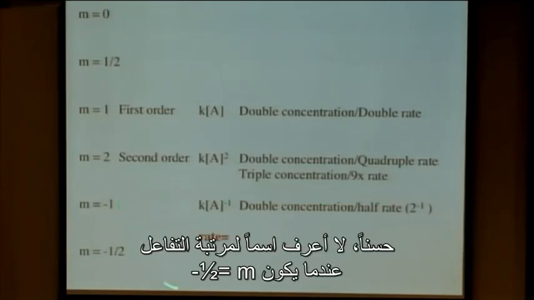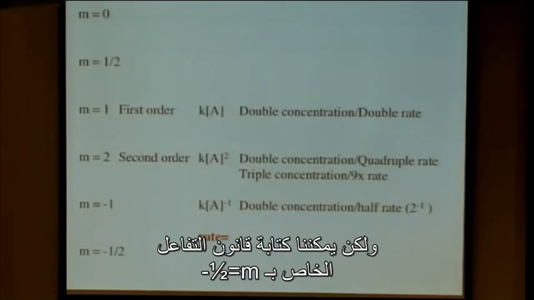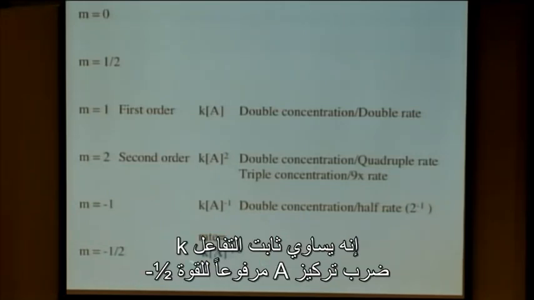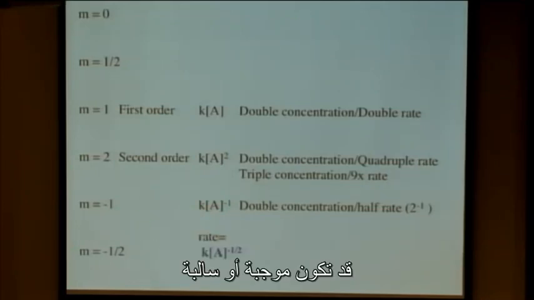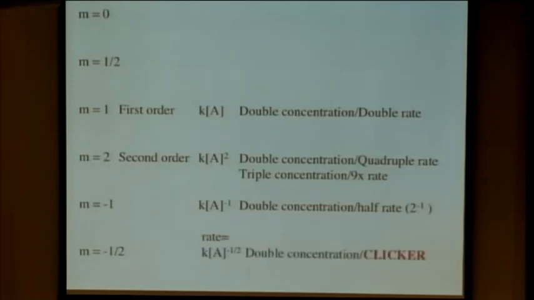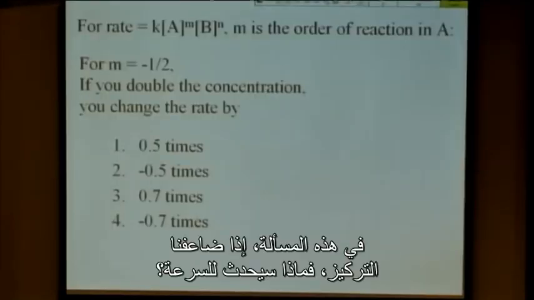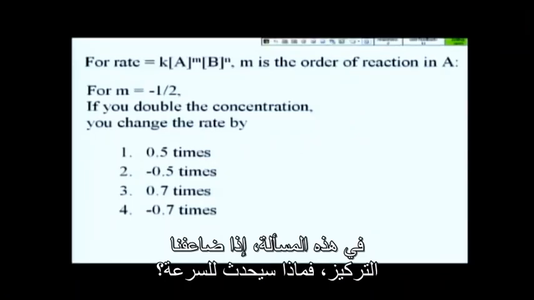All right, so also there is no name that I'm aware of for when m equals minus a half, but we can write the rate law. That's just going to be k times the concentration of A raised to the minus 1/2. Again, for the order of reaction, they can be integers, they can be fractions, they can be negative, and they can be positive. So tell me, for doubling the concentration here of this one, what's going to happen to the rate?